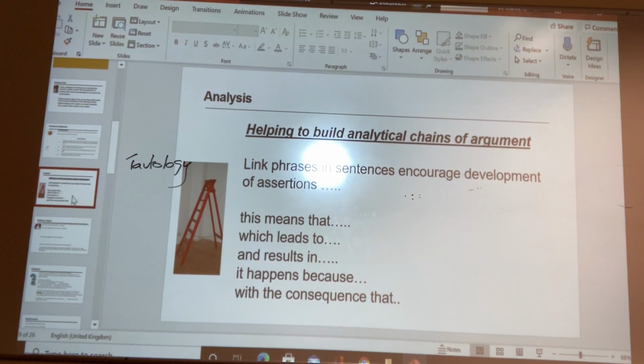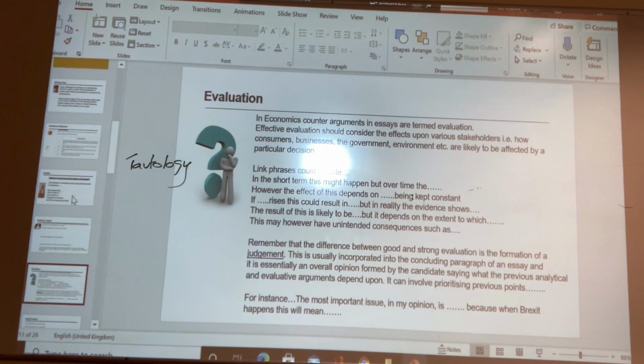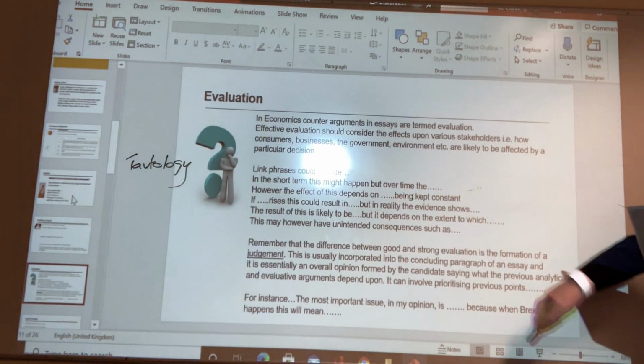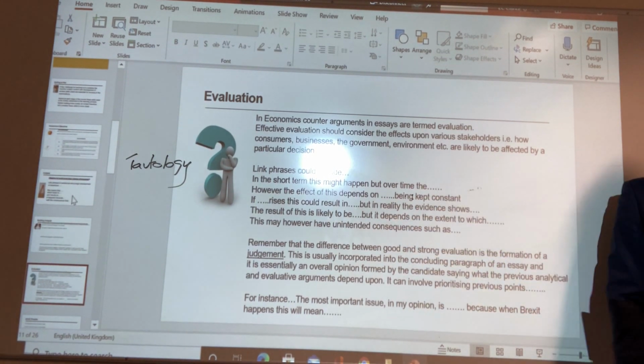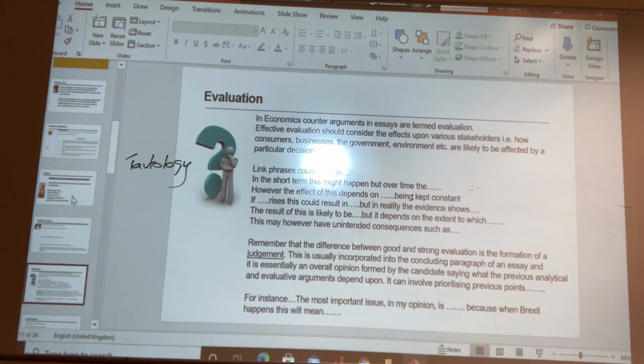Okay, and then let me move it on just to the evaluation statements. So that's analysis, then we have the evaluation here. So really we're talking about these: in the short term, however, if such and such happens. Obviously some of you are more on the ball than others because you already got this down.